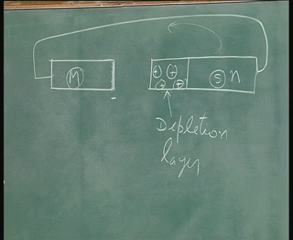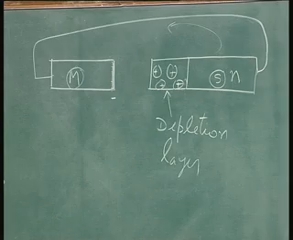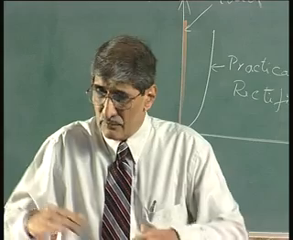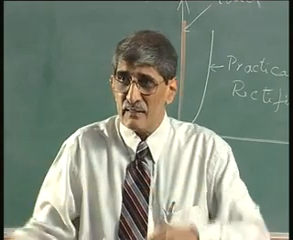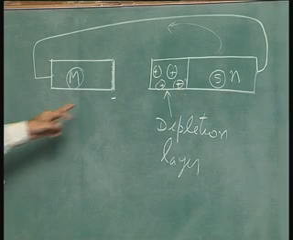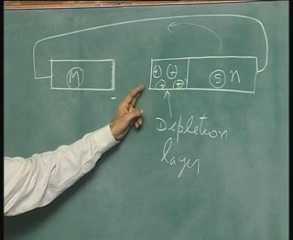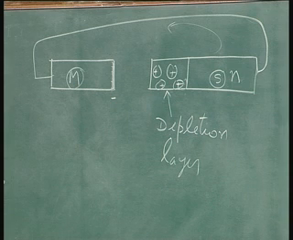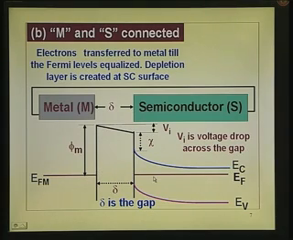So the moment you connect, because of transfer of electrons from the semiconductor to the metal, because the Fermi level is above, electrons will get transferred till the Fermi levels are equalized. I have drawn the diagram which is finally equalized, the equilibrium condition. When you do that, there is a depletion layer. In fact, this diagram I have not shown there, but if you look at the energy band diagram, the Fermi levels have got equalized because of transfer.